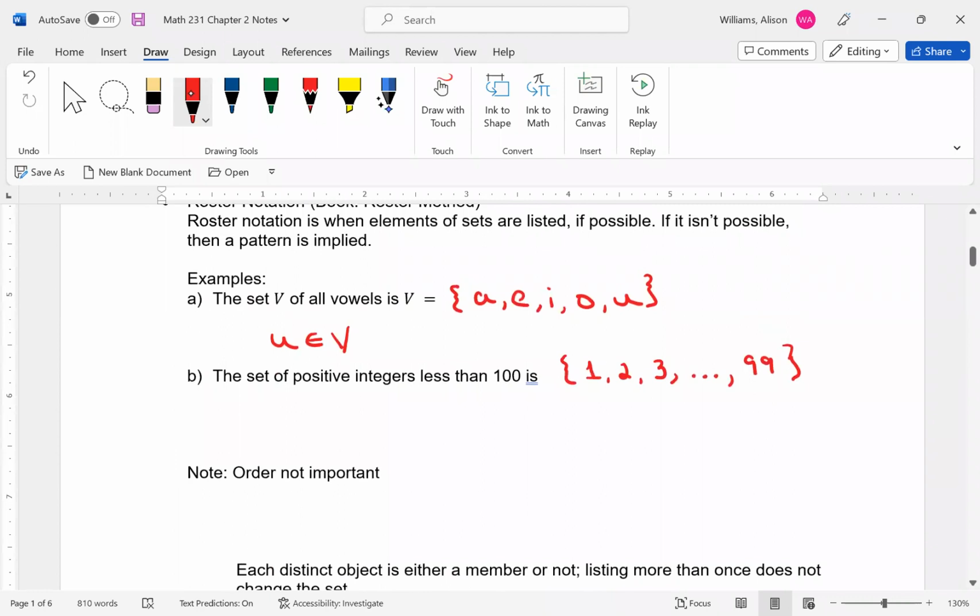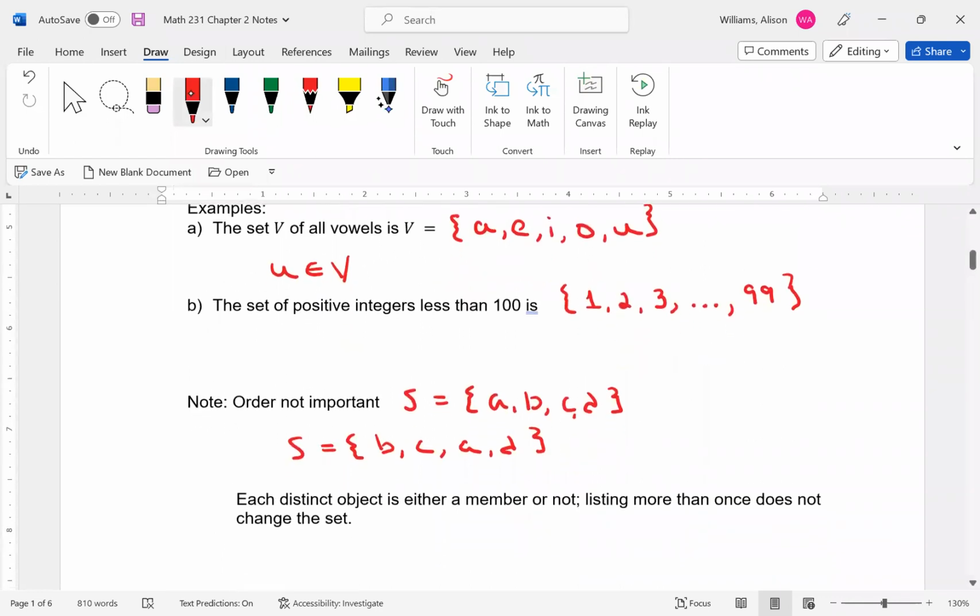Okay, so order is not important, just so that we're clear. If S equals the set A, B, C, D, then we can reorder that anytime we want. I could have called that B, C, A, D, and that's the same thing. That's still the set S. So the order does not matter. The author wants to make a very distinct point of that.